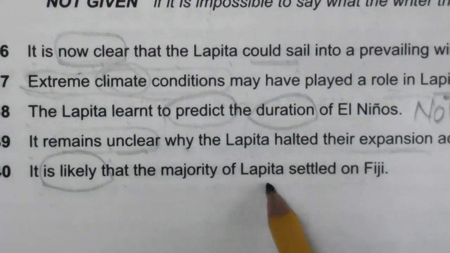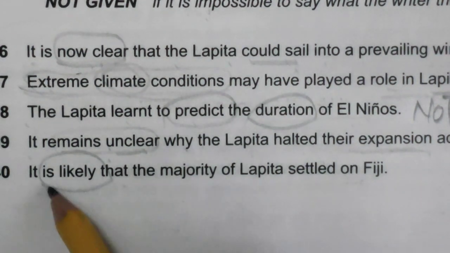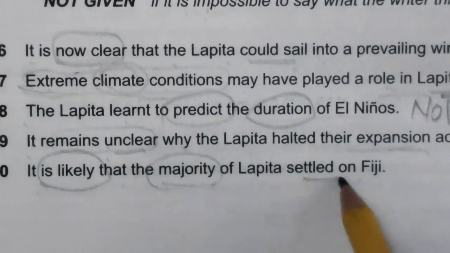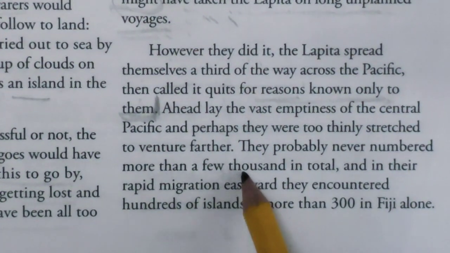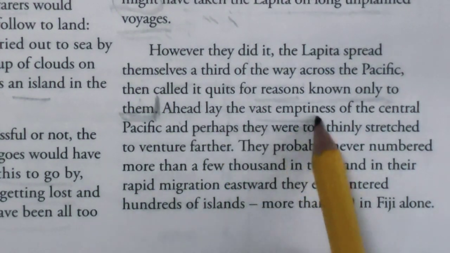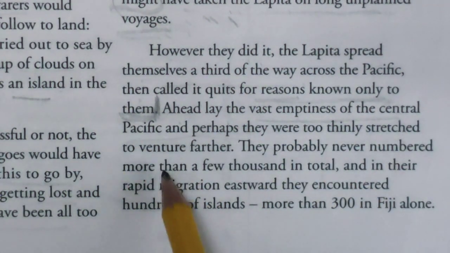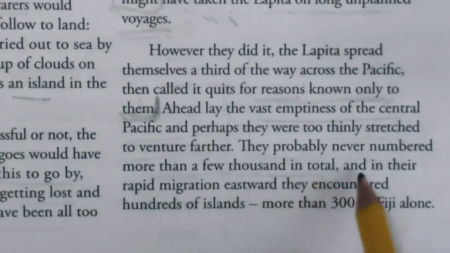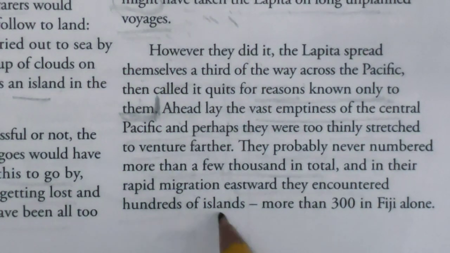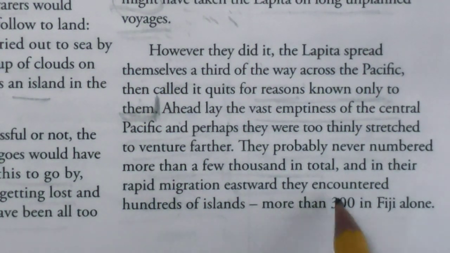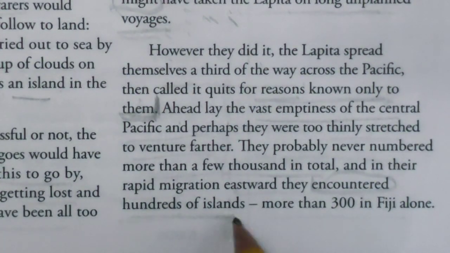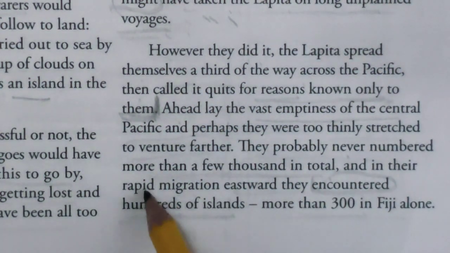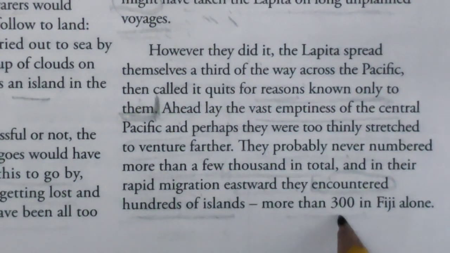40th. It is likely that the majority of the Lapita settled on Fiji. Okay, now they are talking about likely a majority. This we have to find, settled on Fiji. So the last 3-4 lines are left for this paragraph. Ahead lay the vast emptiness of the central Pacific, and perhaps they were too thinly stretched to venture further. They probably never numbered more than a few thousand in total. And in their rapid migration eastward, they encountered hundreds of islands, more than 300 in Fiji alone.